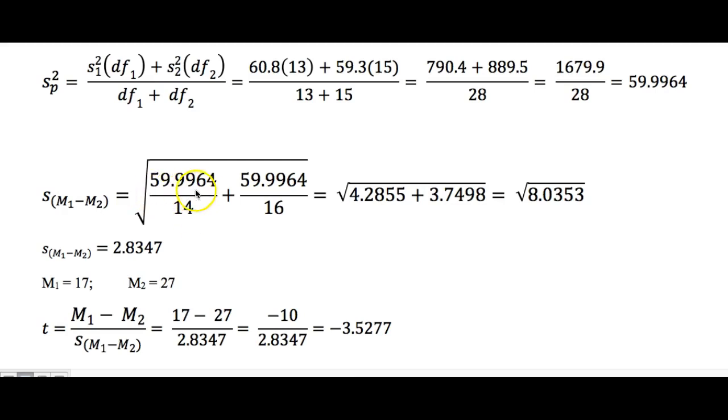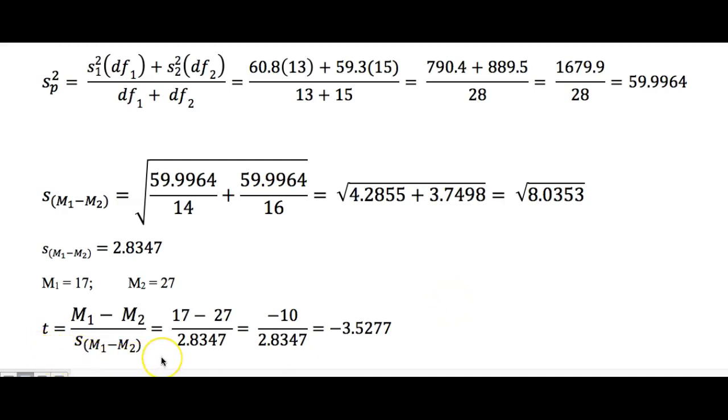So 59.9964 divided by 14 plus 59.9964 divided by 16, which gives us 4.2855 plus 3.7498, all under the square root, which is equal to the square root of 8.0353. And so estimated standard error is calculated as 2.8347. Phew! Now we're ready to calculate the test statistic.